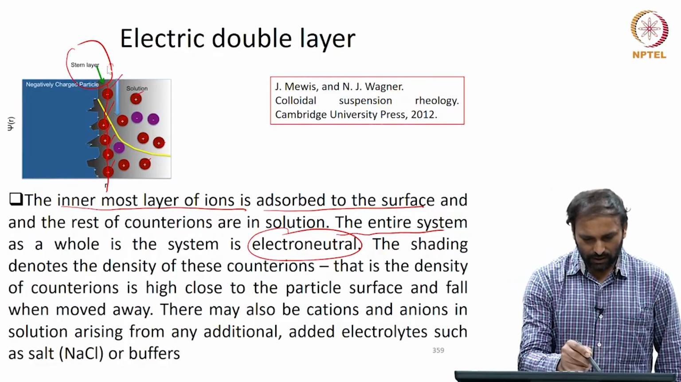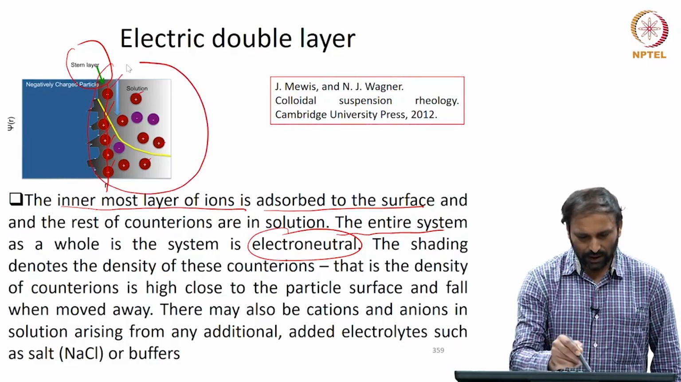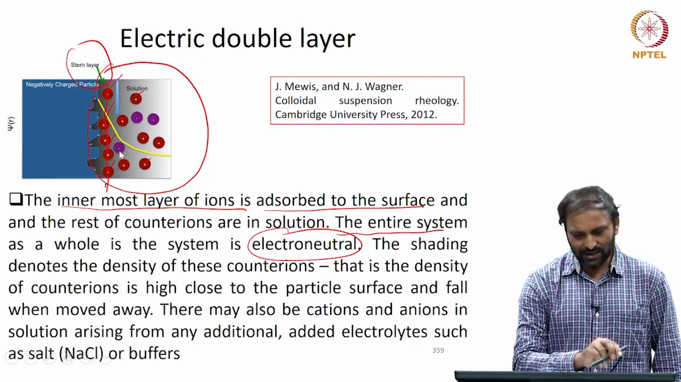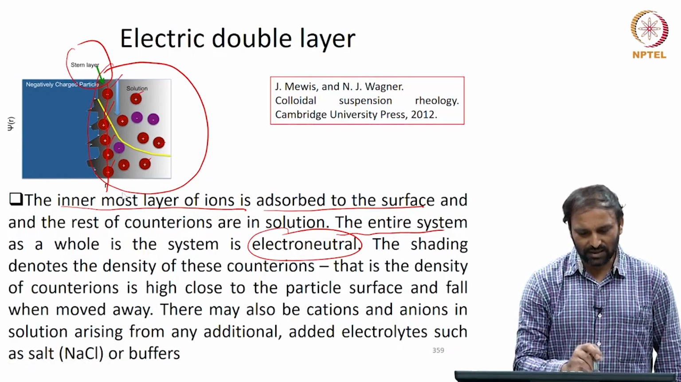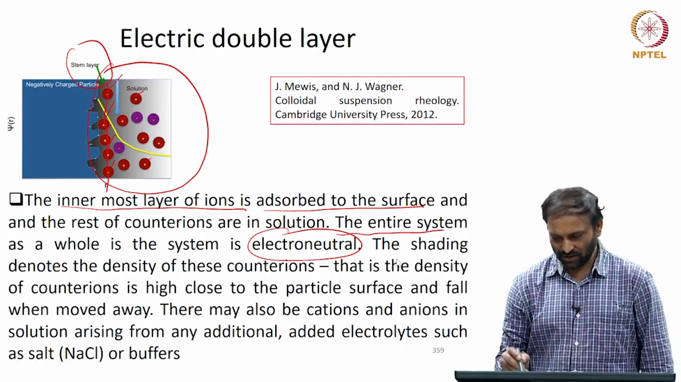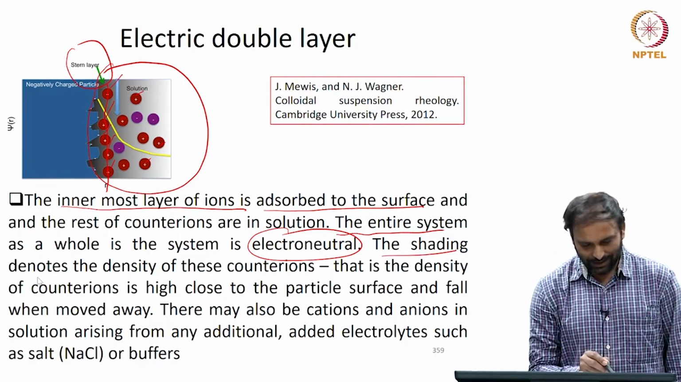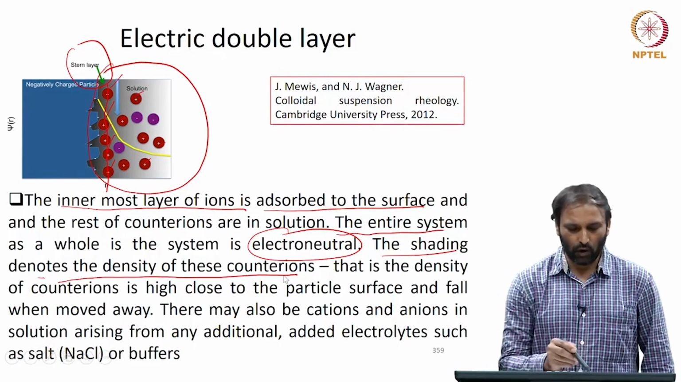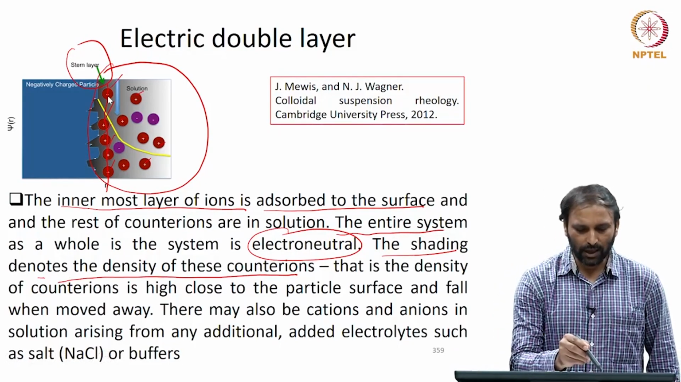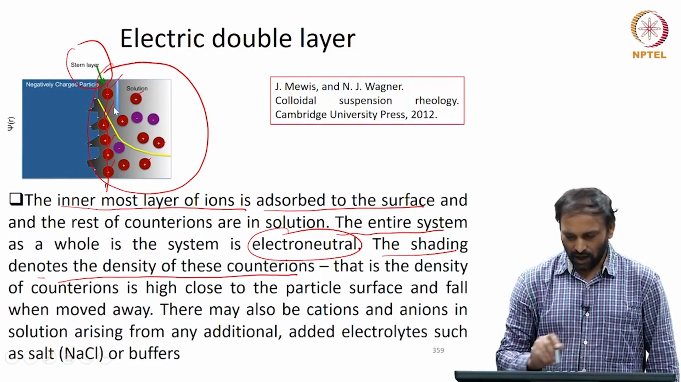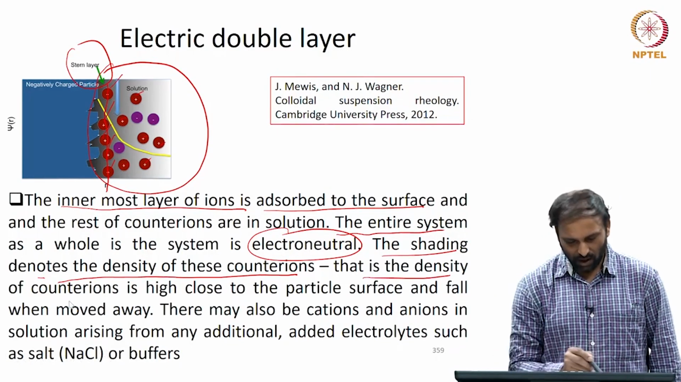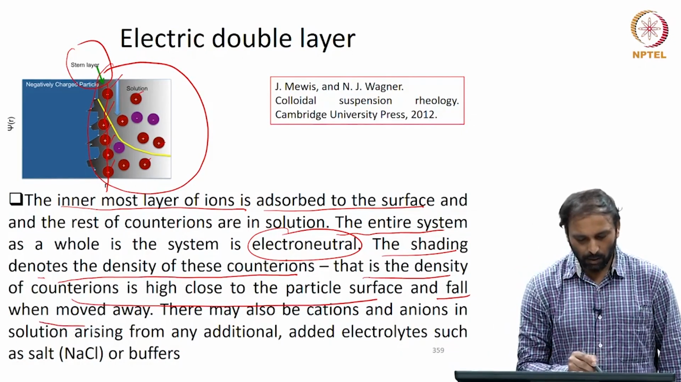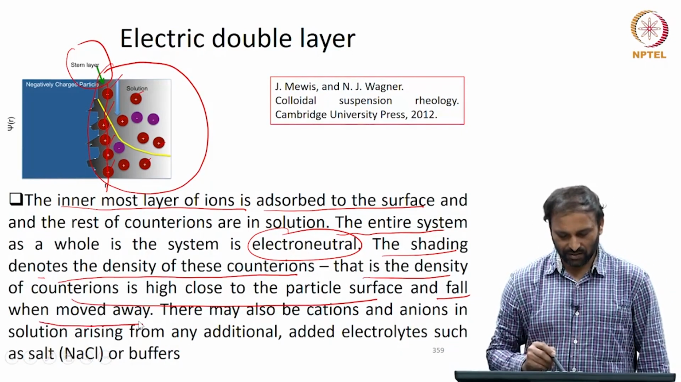If you look at the region that is the solution region that is marked here, you see that the intensity of the shading decreases as you move away from the charged surface. The shading denotes the density of the counter ions, and the counter ion concentration is high closer to the charged surface, that is, the density of the counter ions is high close to the particle surface, and it falls when we move away from the surface.